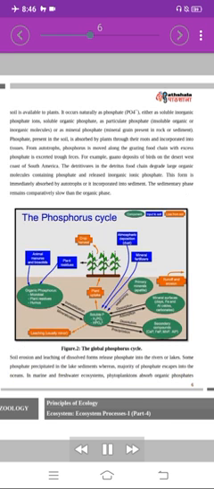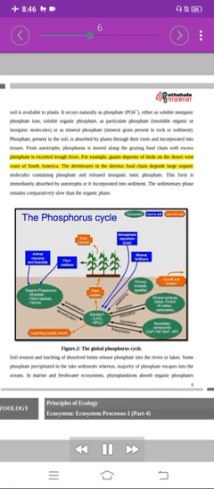It occurs naturally as phosphate, PO4, either as soluble inorganic phosphate ions, soluble organic phosphate, as particulate phosphate, insoluble organic or inorganic molecules, or as mineral phosphate, mineral grain present in rock or sediment. Phosphate present in the soil is absorbed by plants through their roots and incorporated into tissues. From autotrophs, phosphorus is moved along the grazing food chain, with excess phosphate excreted through feces.